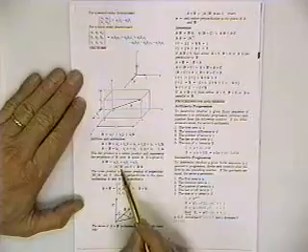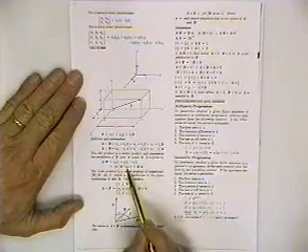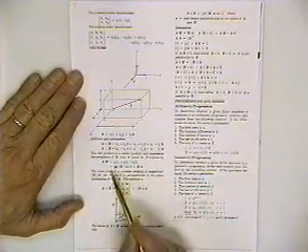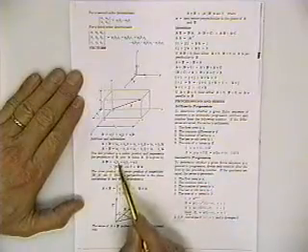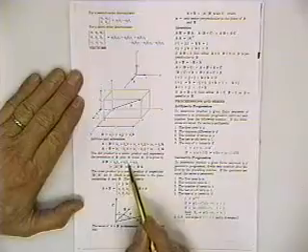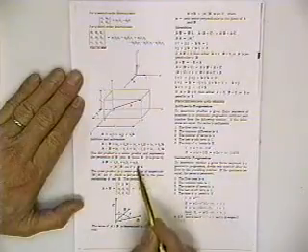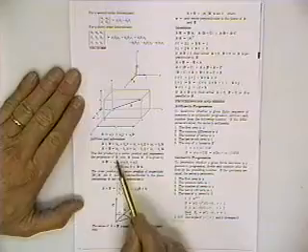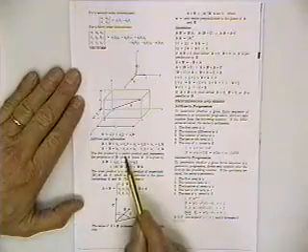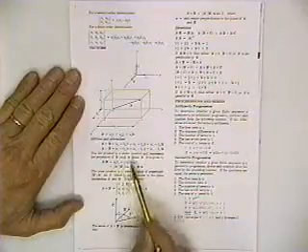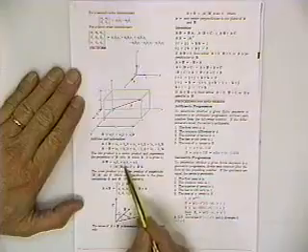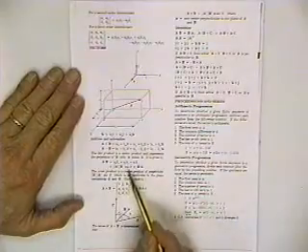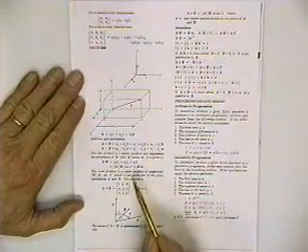Magnitude of A, magnitude of B, cosine of the angle between them. In terms of components, it's a sub x times b sub x, plus a sub y times b sub y, plus a sub z times b sub z. It's called a scalar because it is a number. It is not a vector in itself. The result of a scalar product of two vectors, or the dot product of two vectors, is a number. It is not a vector.